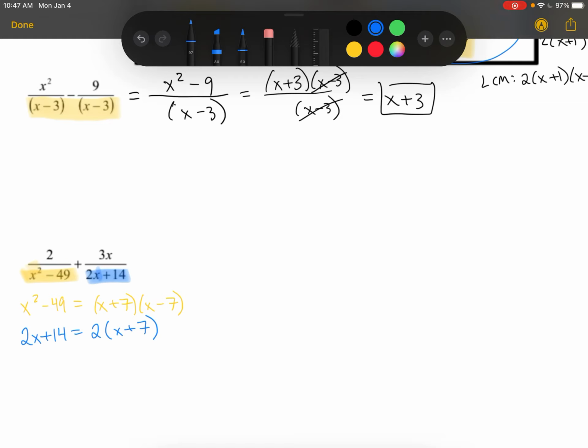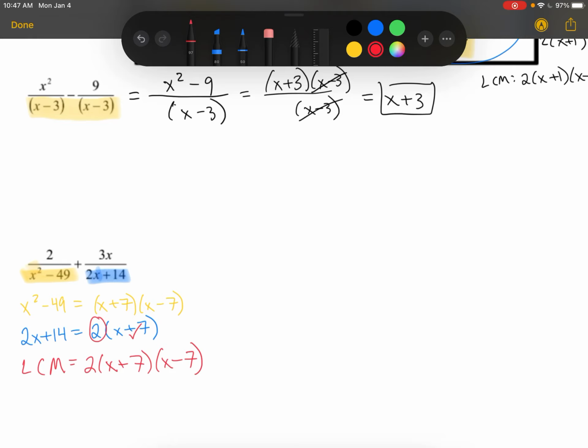So just like we were doing to find our LCM now, we can take either of these and write it out. So maybe we'll do the top one again. So x plus 7, x minus 7. And then in blue, what is new? What hasn't been already added here? Well, if we look, we already have x plus 7 added there. What we don't have is a 2. So we need to bring down this 2, and that's going to give us our full LCM.